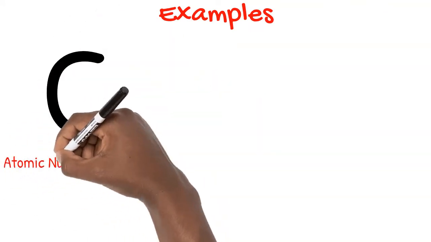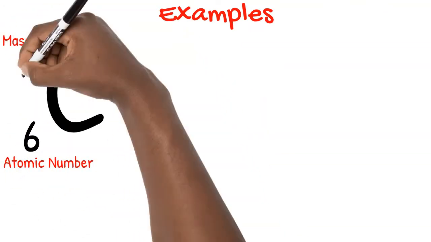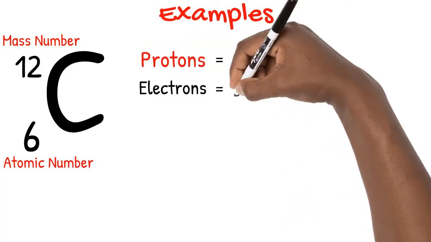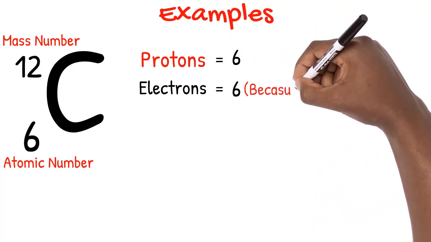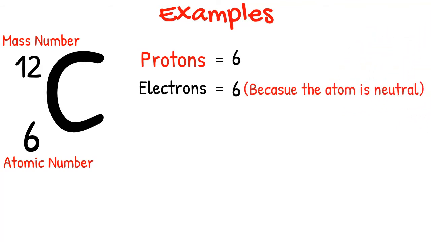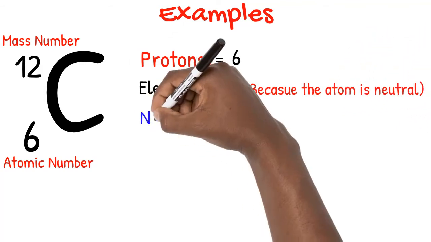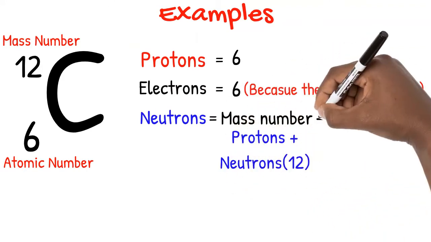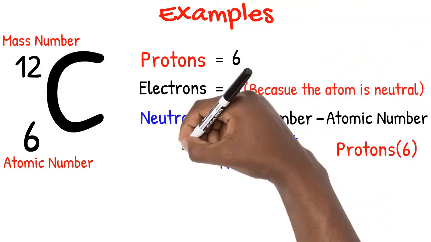Take carbon. It has an atomic number of 6 and a mass number of 12. So the number of protons will be 6. The number of electrons will be 6 as well, because the atom is neutral, and the number of protons will be equal to the number of electrons. But the number of neutrons is simply the mass number minus the atomic number, which is 12 minus 6, which gives you 6.